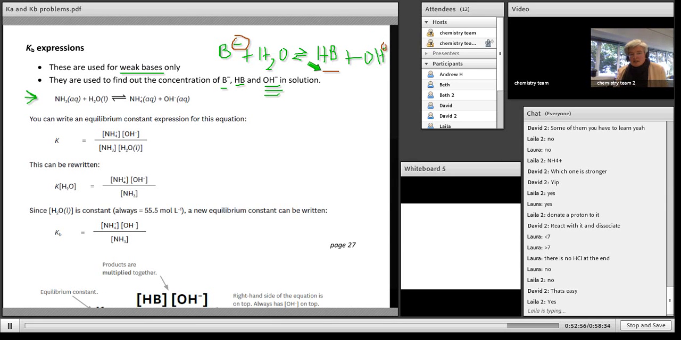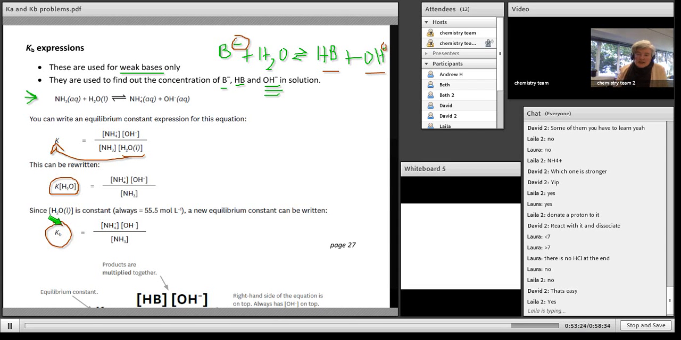On the right-hand side, HB is neutral. I've got one negative on the right-hand side, so I've got a total of one negative on the right-hand side. Okay, so you'd start off by always writing the equation, and then the same sort of thing as what we did before. We've got water there, that's a constant, so we can put it into the K as a constant, and that constant of K H2O becomes the KB value.